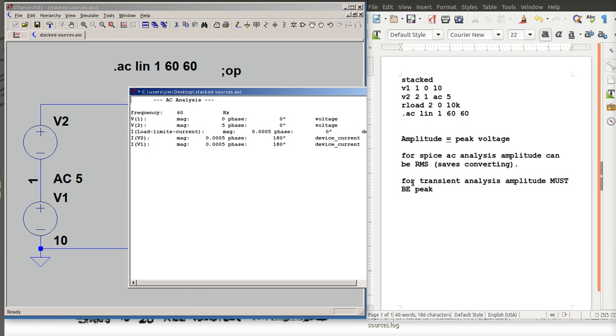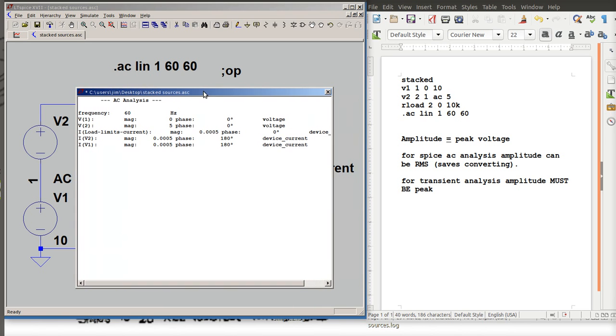When you go to transient analysis, which I'm about to show you, your amplitude must be your peak. You can't get by with it not being, because in transient analysis you don't get these nice results in text form. You'll actually have to plot it over time like you would see on an oscilloscope. So for transient analysis you would have it.